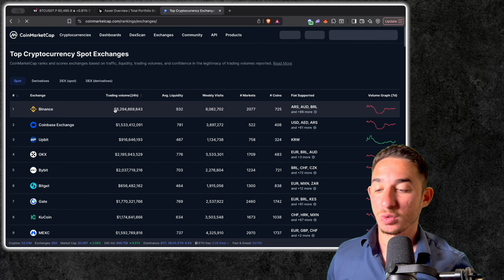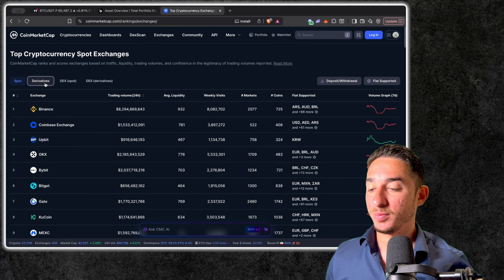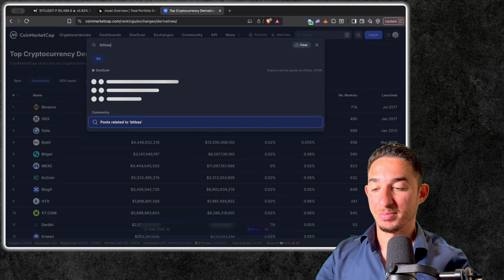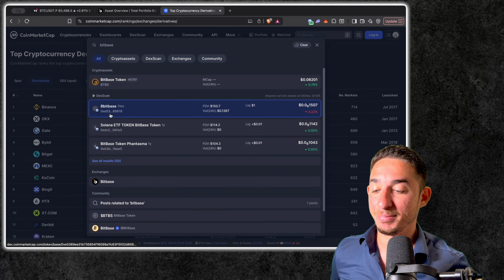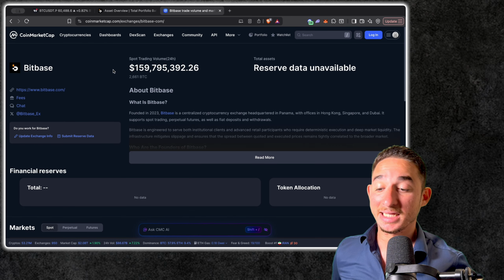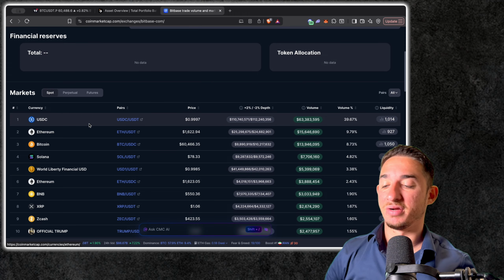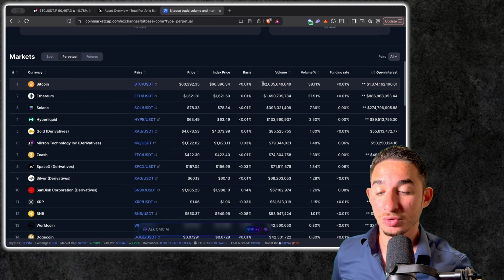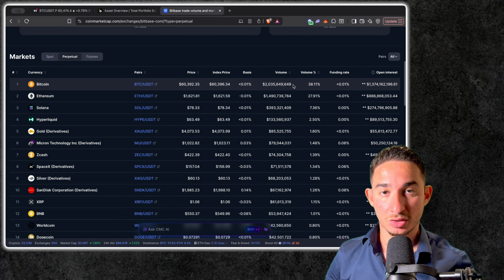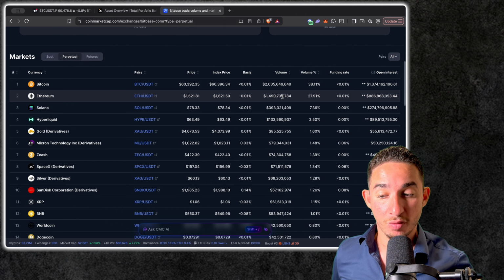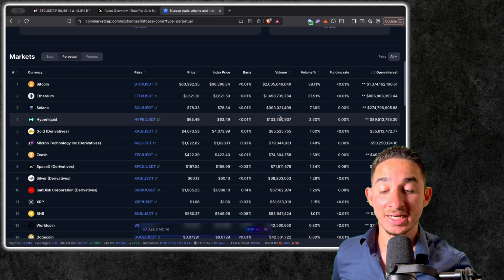If we have a look right here at CoinMarketCap real quick, and we have a look at derivatives, let's just type in Bitbase right here. You guys can see that Bitbase exchange has a lot of volume, $159 million of spot trading volume. If we have a look right here at perpetual futures, we're looking at roughly $2 billion on Bitcoin daily, 1.4 billion on Ethereum daily, 393 million.